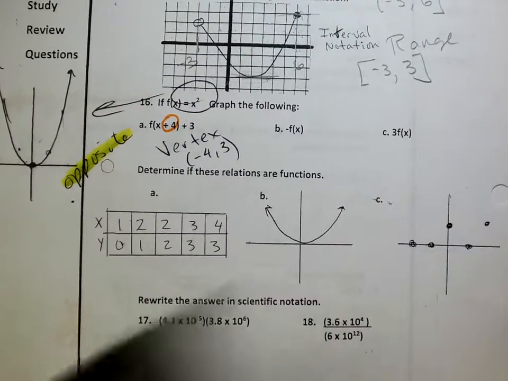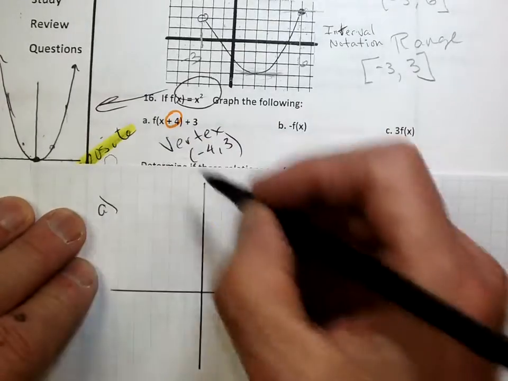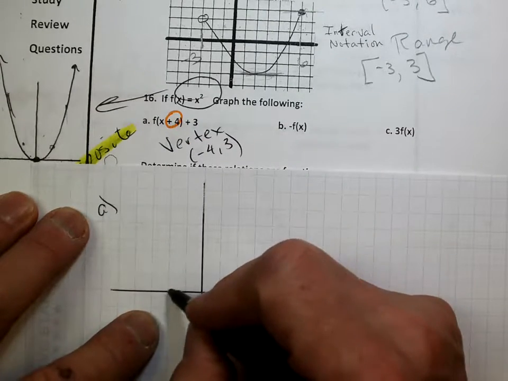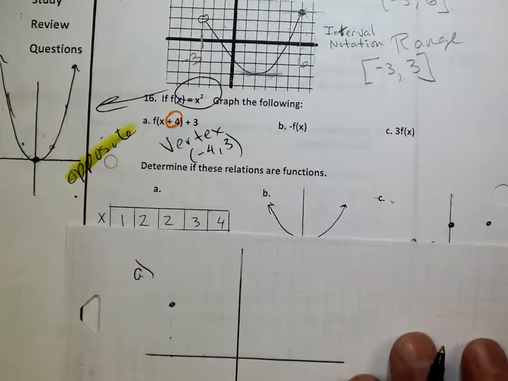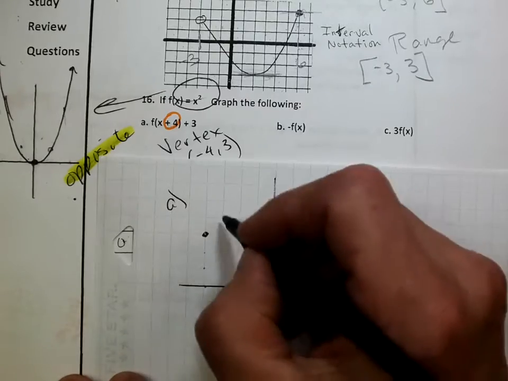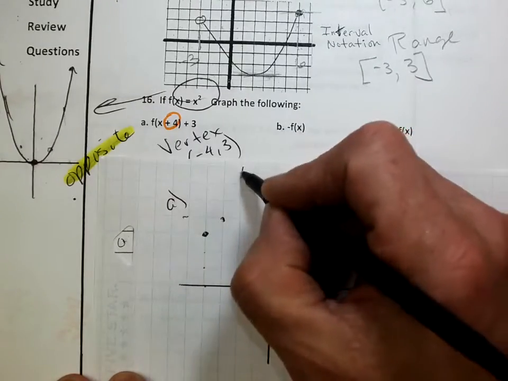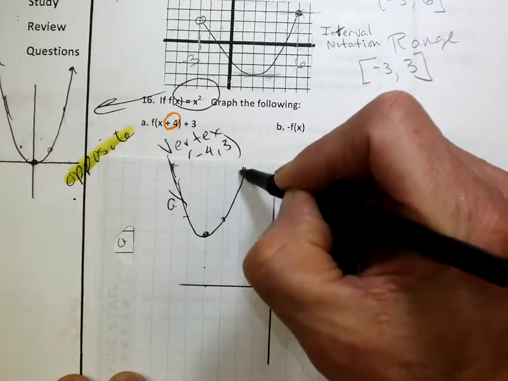So to do 16a, I'm going to go to negative 4, 1, 2, 3, 4, 1, 2, 3, and graph my parabola in. Well, I'm going to probably run off my graph paper, but that's okay. 1, 1, 2, 4, and of course the rest is off my paper, but there it is right there. There's A.